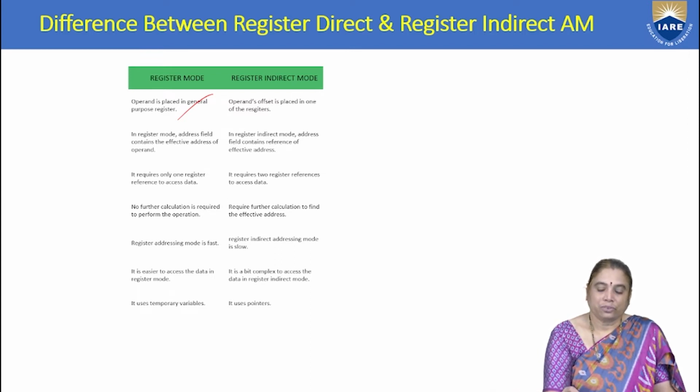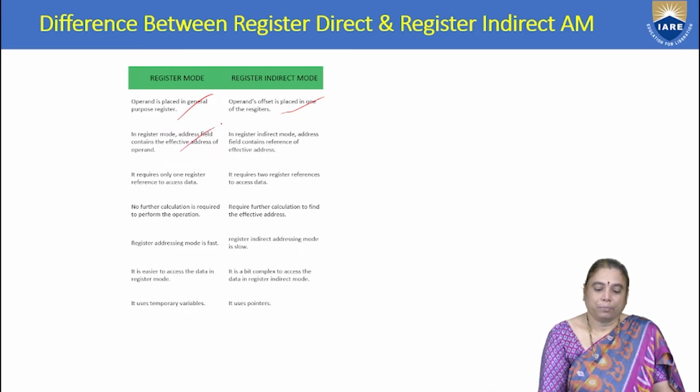The register has to specify the memory address where the actual data is located. Next, in register mode, the address field contains the effective address of the operand. What is the effective address? The memory address where the operand is actually available is called the effective address. In the direct addressing mode, the register specified in the instruction itself holds the effective address.